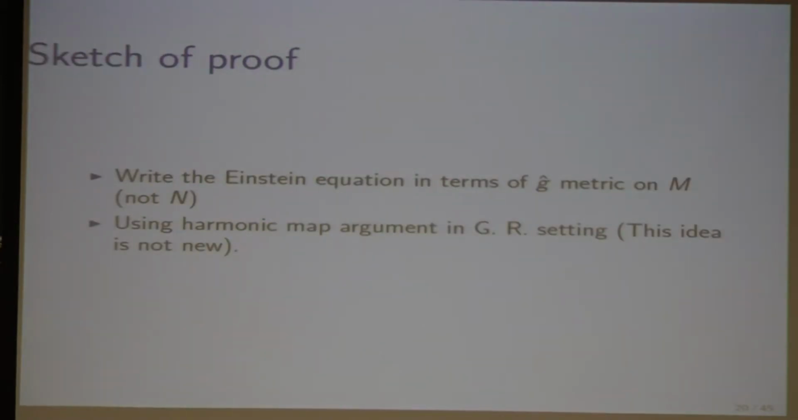Okay, let me talk about the proof. I will give a sketch of the proof. First, I will write the Einstein equation in terms of the Riemannian metric G hat. The Einstein equation is an equation on a Lorentzian metric. Here, I write the equation in terms of G hat, using a harmonic map argument in the general relativity setting. This idea is not new.